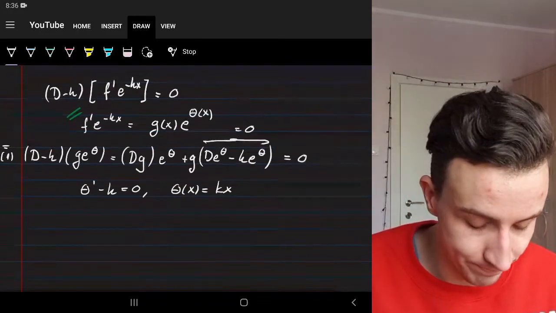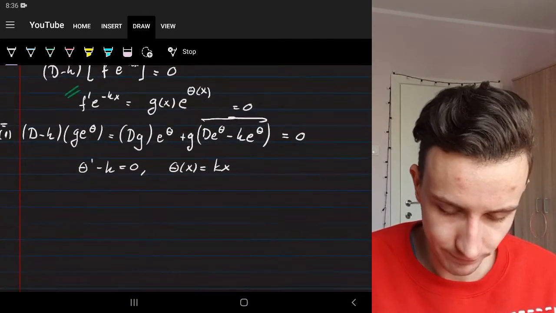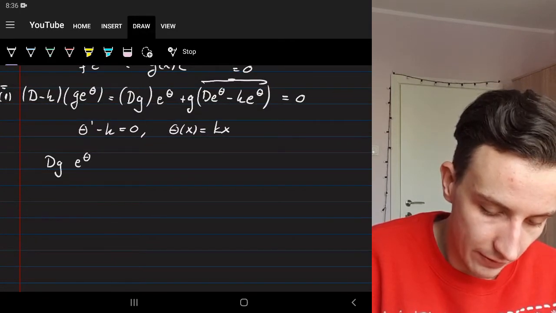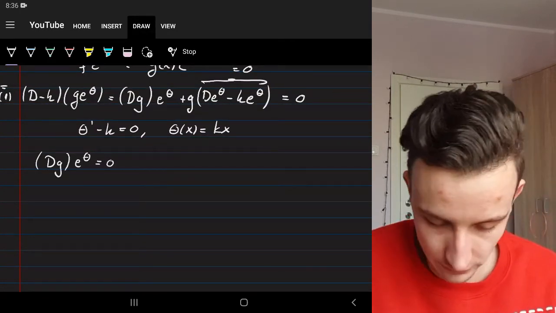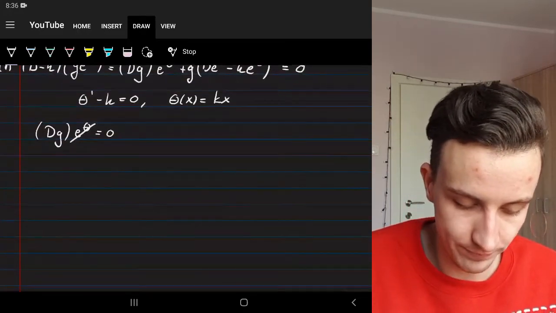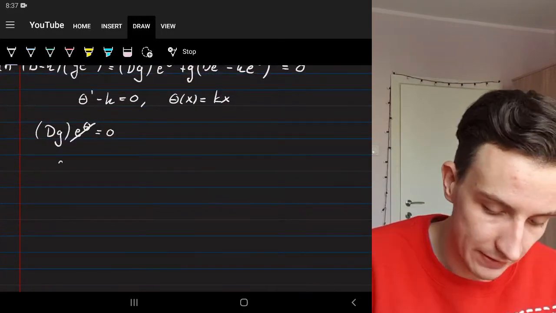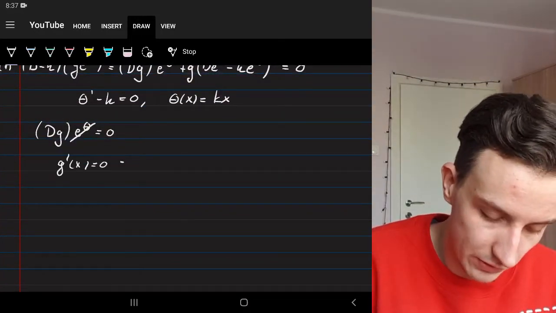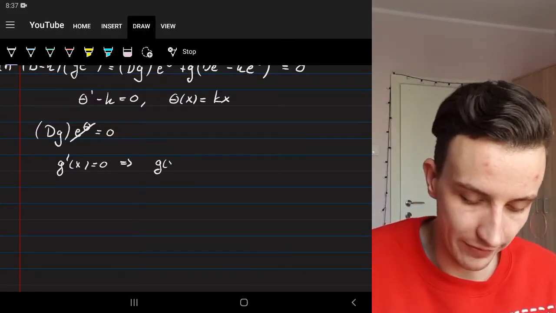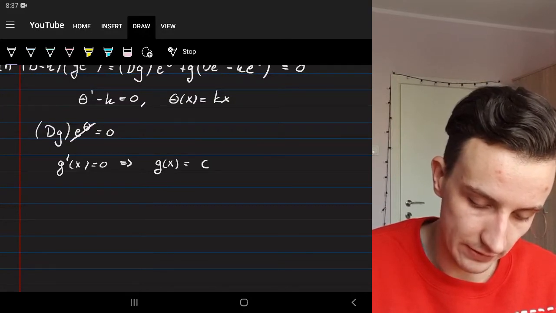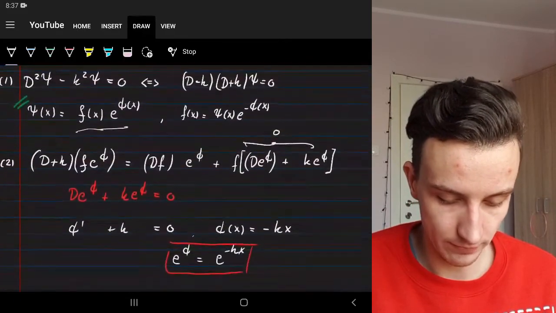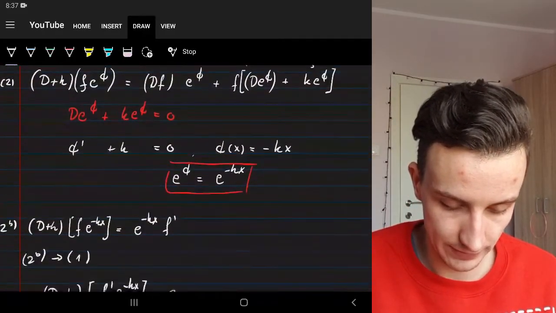All right. So since it's equivalent to 1, and it's equal to 0, that means that dg e to the theta is equal to 0. Now again, we know that e to the theta is kx, but even if we didn't, we could still divide with it. And that means that g prime of x is equal to 0, or of course that g of x is a constant c1. If g of x is a constant c1, we just need to look at our definition for g of x.